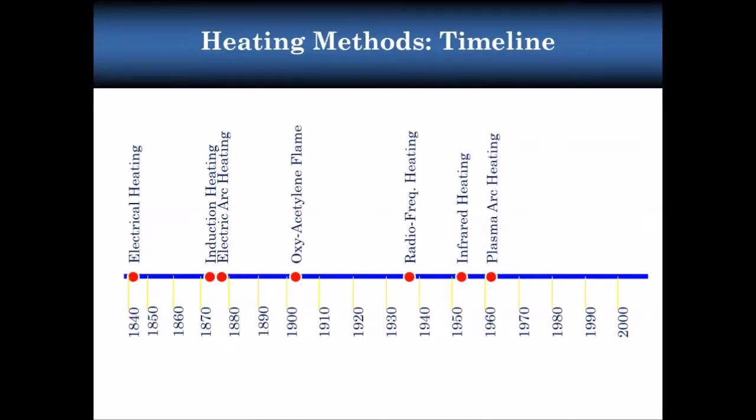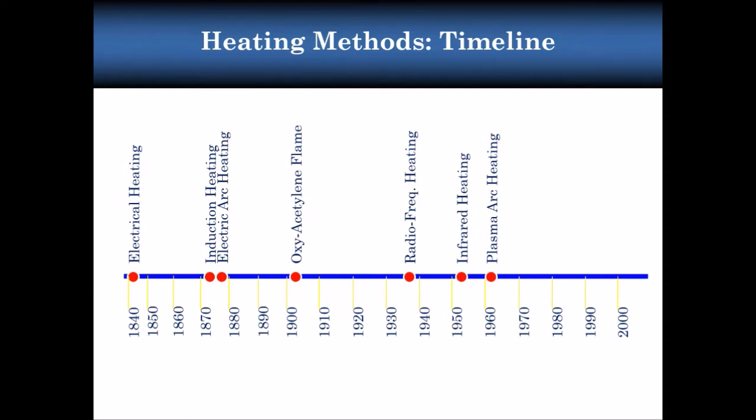Now these are the various heating methods explored over the timeline. You can see it started with electrical heating in the 1850s. Then came induction heating, electric arc heating, oscillatory heating, radio frequency heating, and infrared heating after the 1950s. Then plasma arc heating, and afterward graphite heating was also there.